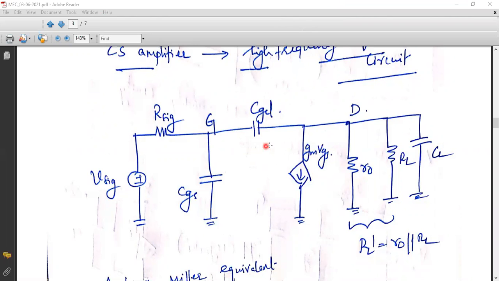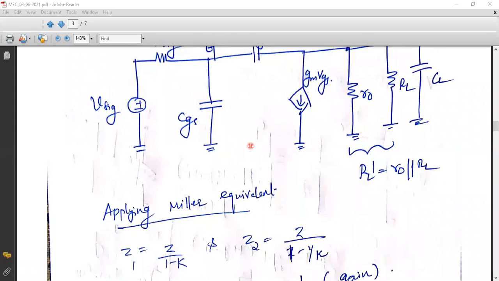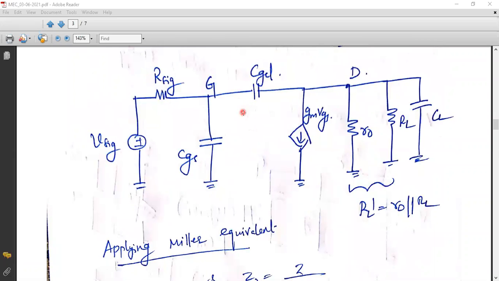Now, based upon this equivalent circuit, identify the bridging capacitance which is creating much problem for us. Which is the bridging capacitance here? Bridging means connecting the two terminals as a bridge. Which is the bridging capacitance, students? CGD. Good. So we are going to replace the CGD into Z1 and Z2.